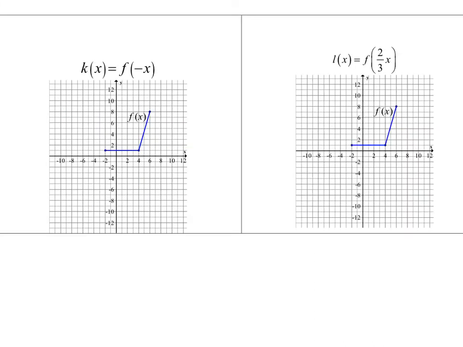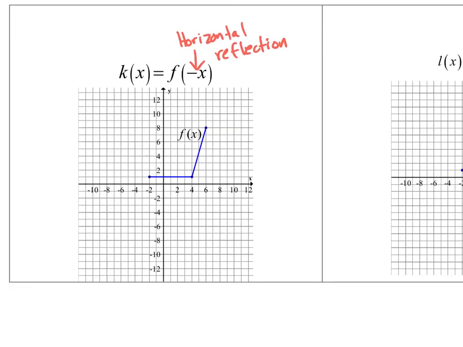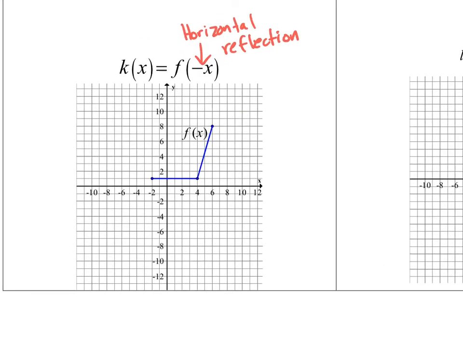f of -x. A -x on the inside of the function changes the function horizontally, and this should be a horizontal reflection. Now really, if you followed our rules, you would say divide by -1, but we know that dividing by -1 is the same thing as multiplying by -1. So we're going to reflect everything over the y-axis. A horizontal reflection is actually over the y-axis. So we take our ordered pairs.